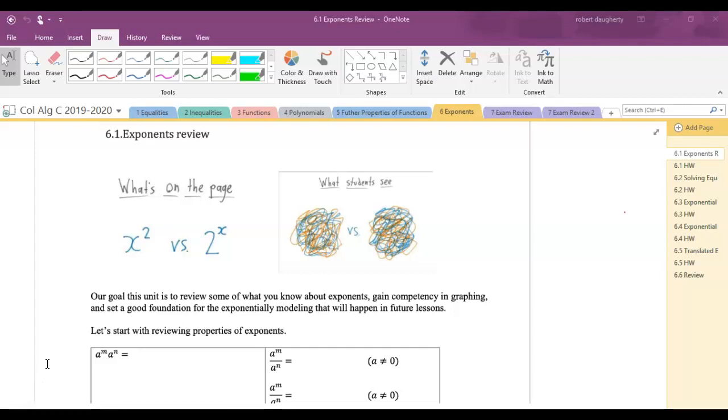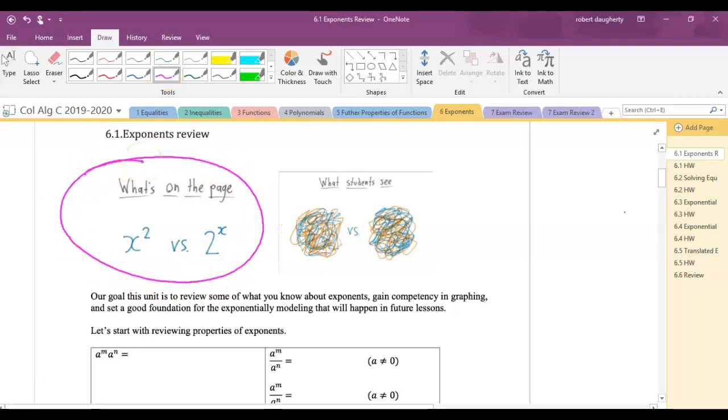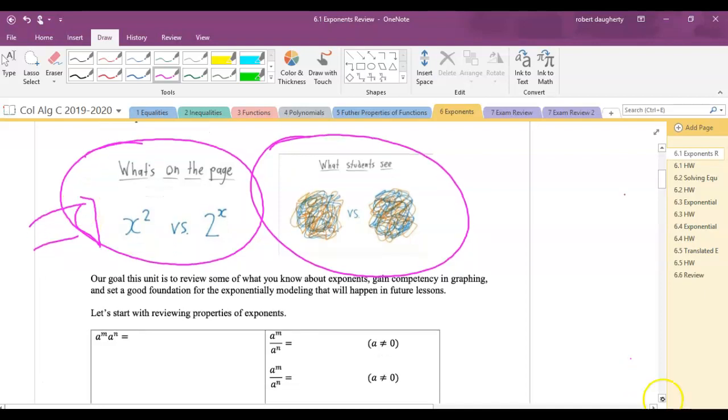Okay. The graphic here, I sort of like this. This is what's on the page, and then sometimes what students see. So anyway, our goal is to make everything as clear as what you see on the left, and if you're seeing any kind of confusion, which is on the right, to try to clear that up.